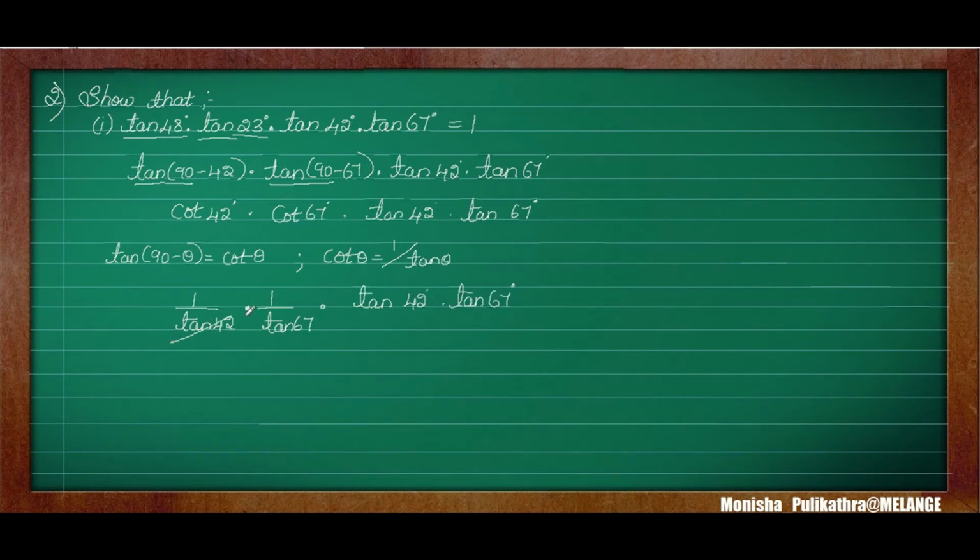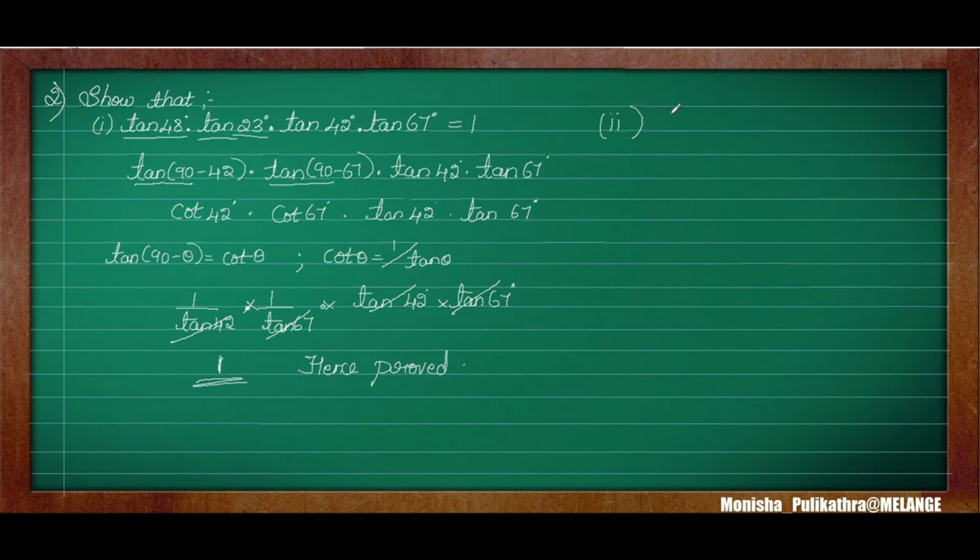Okay, here tan 42, tan 42, tan 67 cancel, because these are multiplication. So when everything cancels, the answer will be 1. So write hence proved, because they asked us to show that these things are equal to 1. Okay, so hence proved. So moving on to the second sub question.